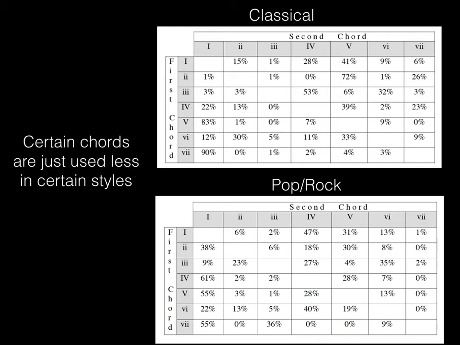And then certain chords are just used less in certain styles, and this table will help us see that. So notice how in classical music, things just don't go to the 3 chord very often. And even though in pop rock those numbers are still small, they're much bigger than in the classical style. So 3 is used more in pop rock. And then 7 is progressed to a reasonable amount of time in the classical data, but almost not at all. Very, very small numbers in the pop rock.